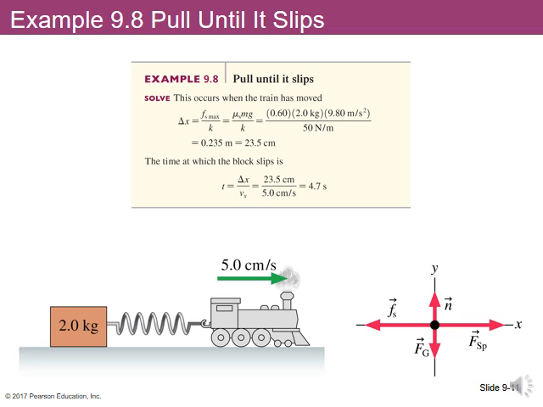As I just showed in the previous slide, we can solve that equation for delta x and get that delta x is the coefficient of friction times mg divided by k, which gives us a distance of 0.235 meters or 23.5 centimeters. And finally, how long does it take to go that distance? Well, we know that the speed of the object is equal to the change in position over the change in time. So therefore, the change in time will be equal to the change in position divided by the speed, which is going to give us 4.7 seconds.